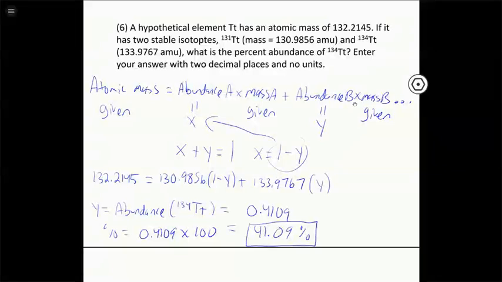Whenever you have individual isotope masses, you can use the weighted average to find the atomic mass. It's just one equation we have to worry about, but sometimes we have to solve for different unknowns depending on how the question is set up. All right, questions on that one?